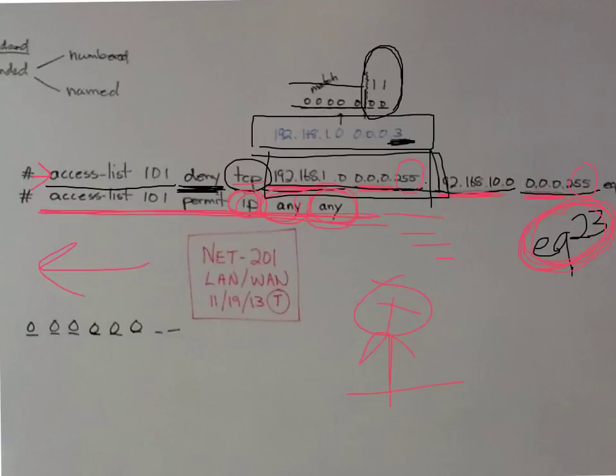What this in reality works out to be is only the addresses 0, 1, 2, and 3 in that network, in that last octet, will be denied, because they will be the only ones that would match this. So we can take a closer look at that later on. And that'll be it.